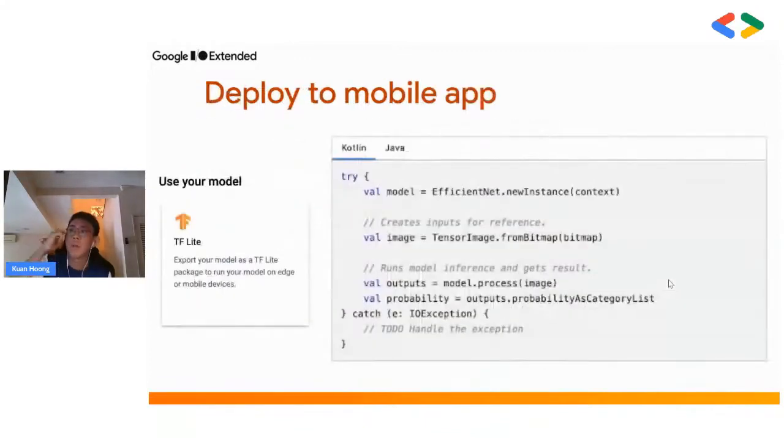After you train the model, you can deploy it. What you do now is export. Once you train your model, you can export it as a TensorFlow Lite package. Once you have a TensorFlow Lite package, you can deploy it into your mobile app. For example, if you are a Kotlin developer, you can insert the code into your Android Studio or use Kotlin.